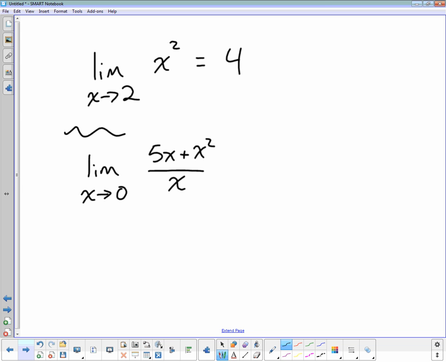0 over 0. 0 divided by 0 is a problem, and this fails. If I were to graph this function, it would not exist at 0. But what can I do to this? How can I make my life a little easier? Yes, you can factor the variable out of this.